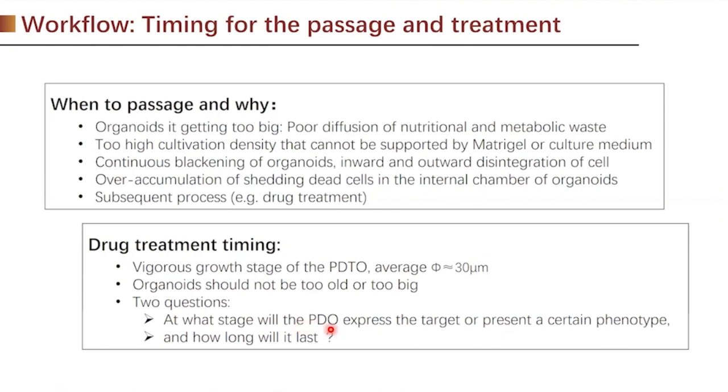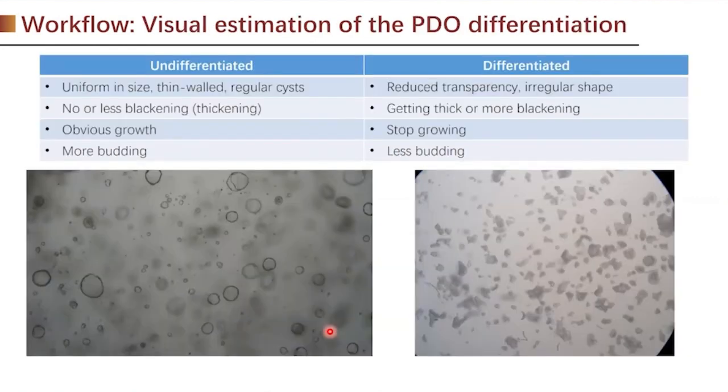Two questions you may ask yourself: at what stage will the PDTO express the target or present a certain phenotype, and how long will it last? Besides tumor organoids, organoids derived from non-tumor diseases may also be interesting. One of the most concerned is the maturity of differentiation and development, which is crucial for the organoids to reflect the key mechanism of the disease of interest.